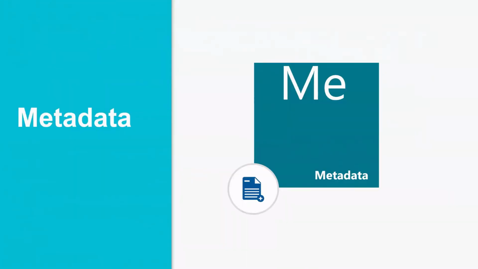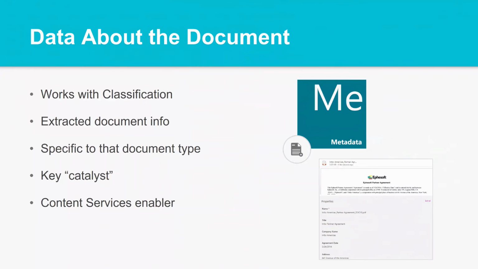So as one of the most important value elements, metadata, or data about the document, is the most common missing or incomplete piece of the puzzle. This value component works hand in hand with classification and encompasses pertinent and important information. It's specific to that document type and uses extraction rules to provide a deep understanding of the content. It's one of the keys to enabling efficiency and productivity and greatly enables other technologies that manage content. The majority of content services platforms can receive a document and the associated metadata.